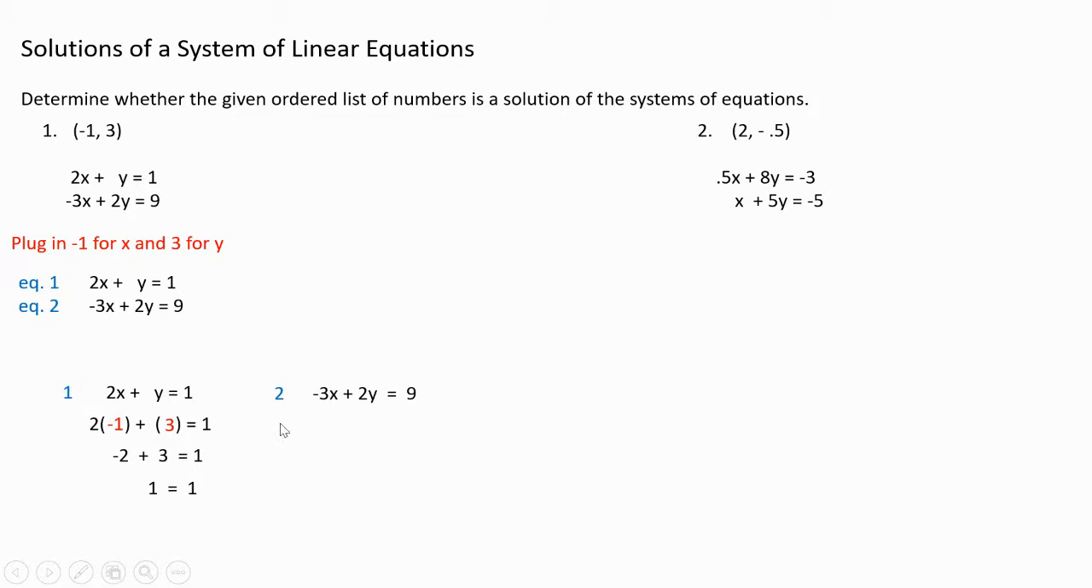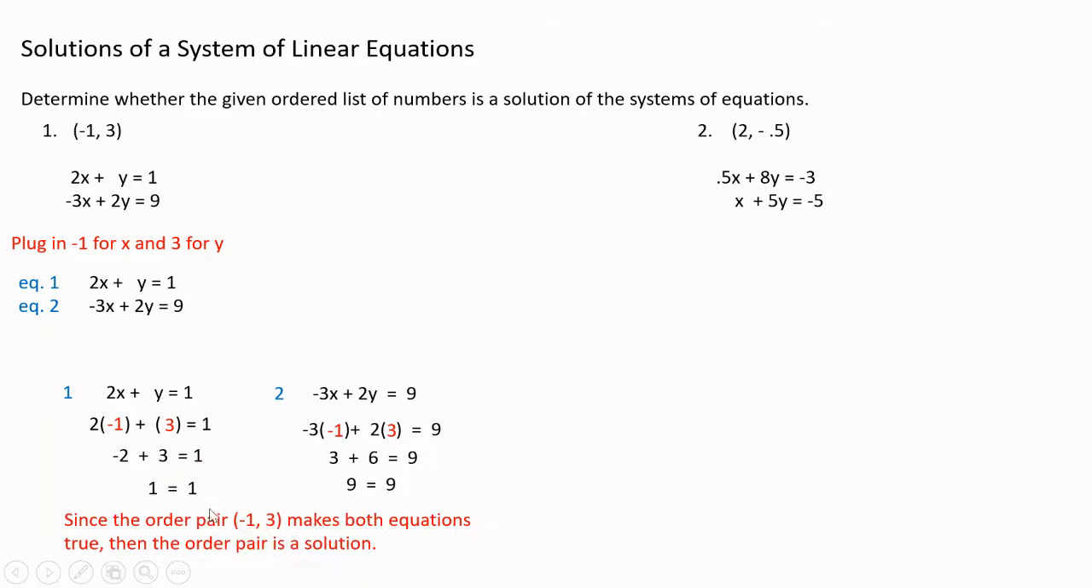Okay, then we try equation number 2. So for equation number 2, we repeat the process. We're going to plug in -1 for x, and we're going to plug in 3 for y. Okay, so this is 3. 3 plus 6 will give us 9, so 9 equals 9. So that means that this ordered pair makes both equations true. Then the ordered pair is a solution. So for number 1 here, it is a solution. -1, 3 is a solution for both equations.